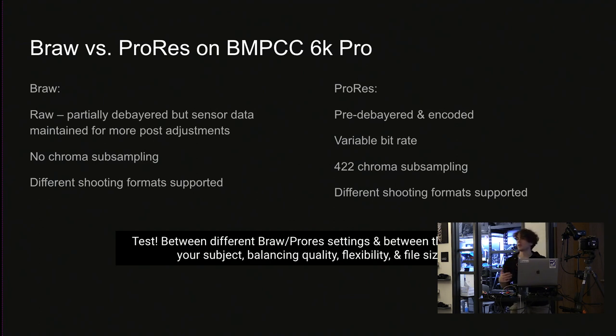RAW is slower to load because it has to do that calculation and interpolation, but it's going to have more of that sensor data. And then ProRes is going to be more used everywhere else. You don't have to decode the RAW. And yeah, file size difference depends on your shot. Just do tests. Thank you, Conlen.